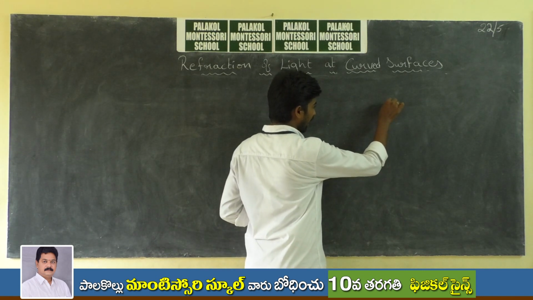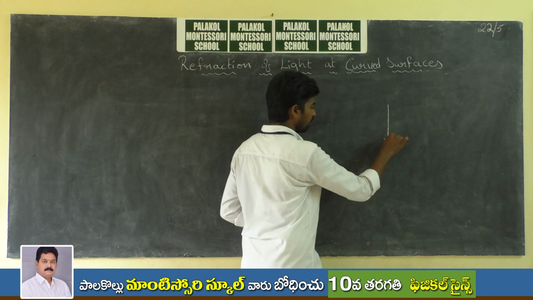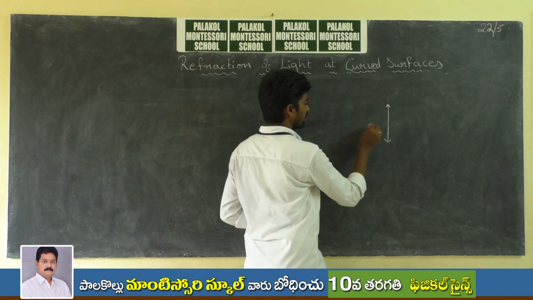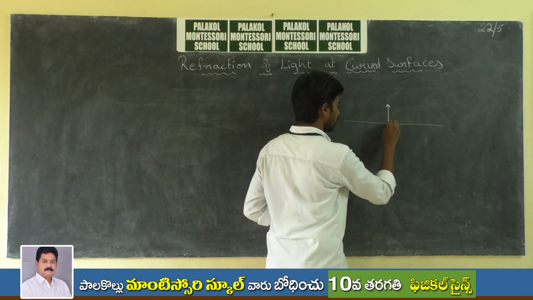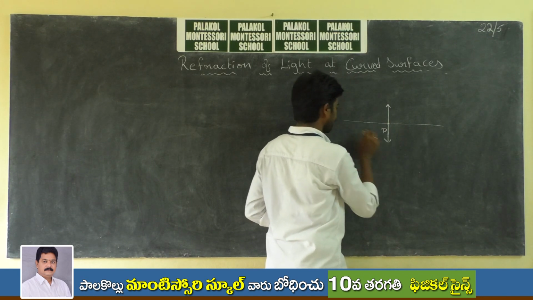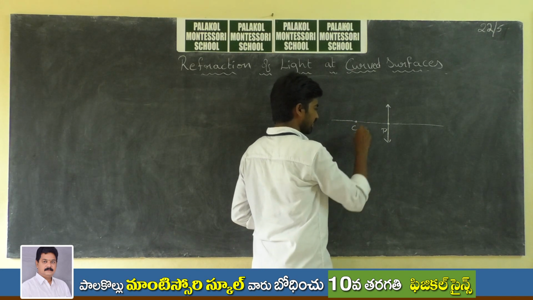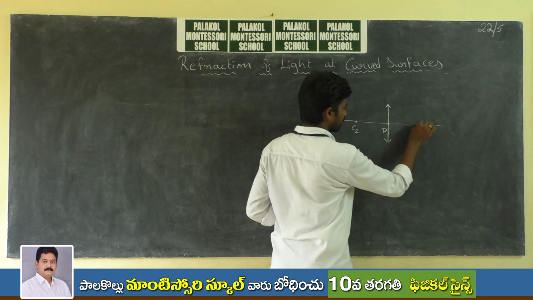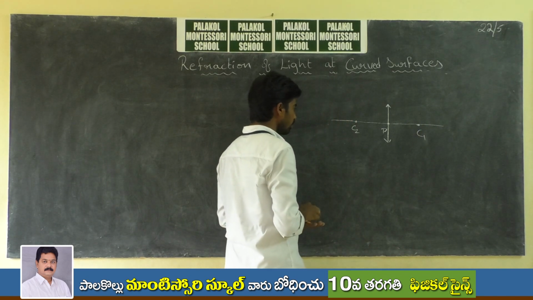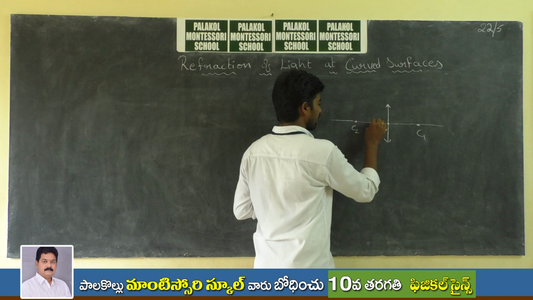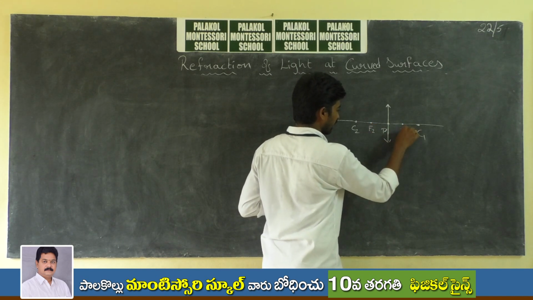I have considered a convex lens, and the center of this lens, the midpoint of the lens, is called the pole. This is the center of curvature C2, and C1 will be situated in the right hand section of the lens. So this is F2 and this one is F1.